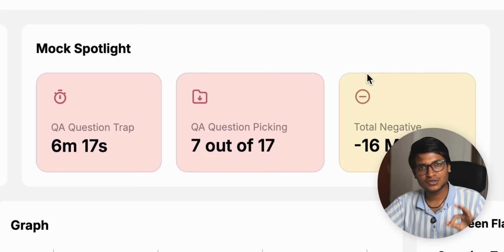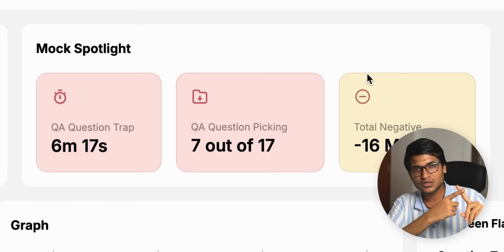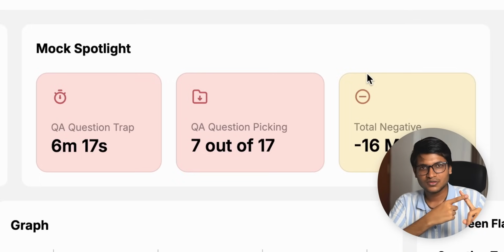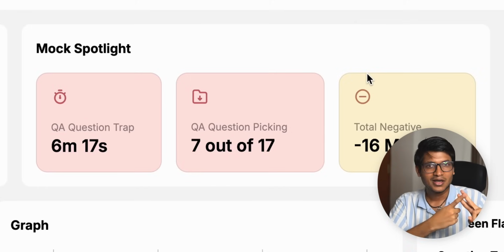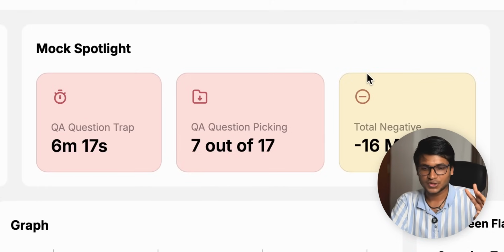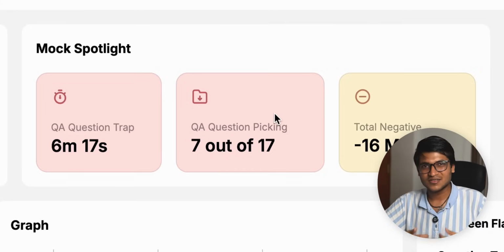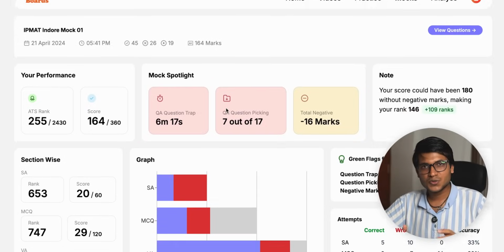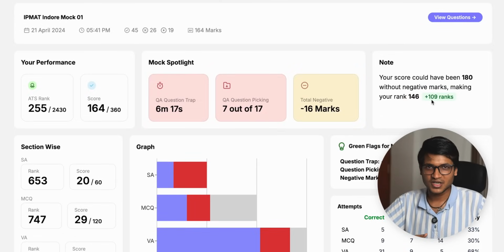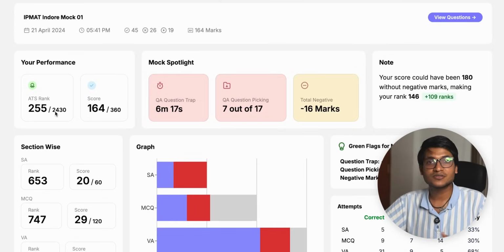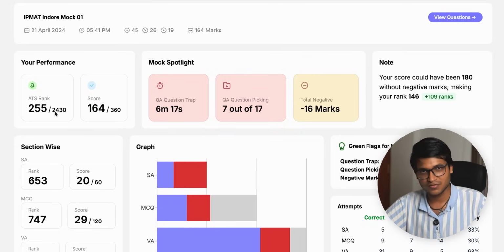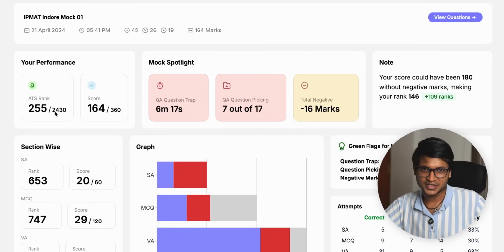IIM Indore is focused on three main things. Did you waste your time on a question that you did not get right? Were you able to pick all the easy questions because they are also worth 4 marks? And were you able to reduce the negative marks that you had? And we share the green flags and red flags accordingly. This student's rank would have been increased by 109 if they did not score these many negative marks. And that's just based on 2,430 students who attempted this free mock. Now imagine what happens when 30,000 people are writing the exam.